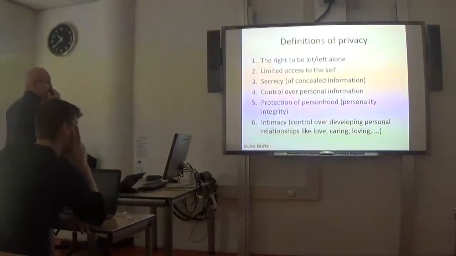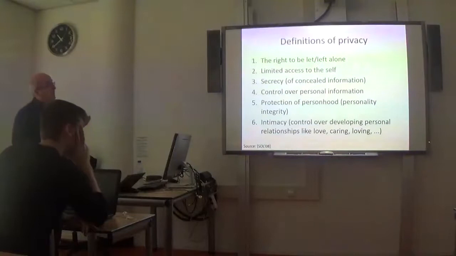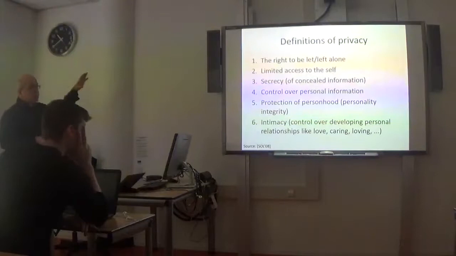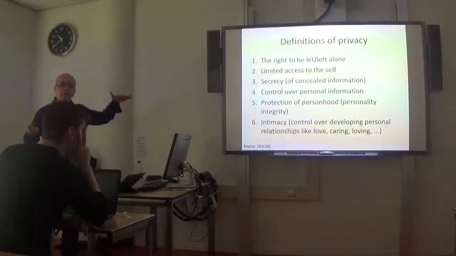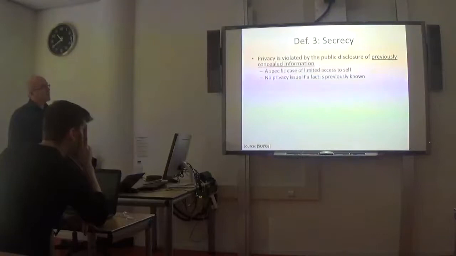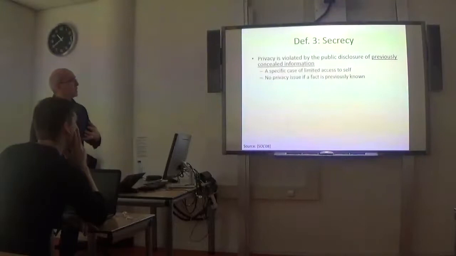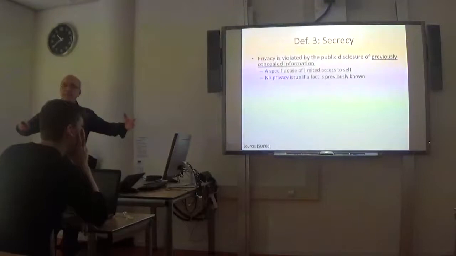He puts six traditional definitions: the right to be let alone, limited access to oneself, secrecy, control over personal information, protection of personhood, and intimacy. These are all different types of definitions that you can expect, and maybe there are more, but he goes one by one and considers the advantages and limitations of these definitions. For example, secrecy, meaning that privacy is violated when there is a public disclosure of previously concealed private information. If you have secret information and it is opened, then privacy is breached.